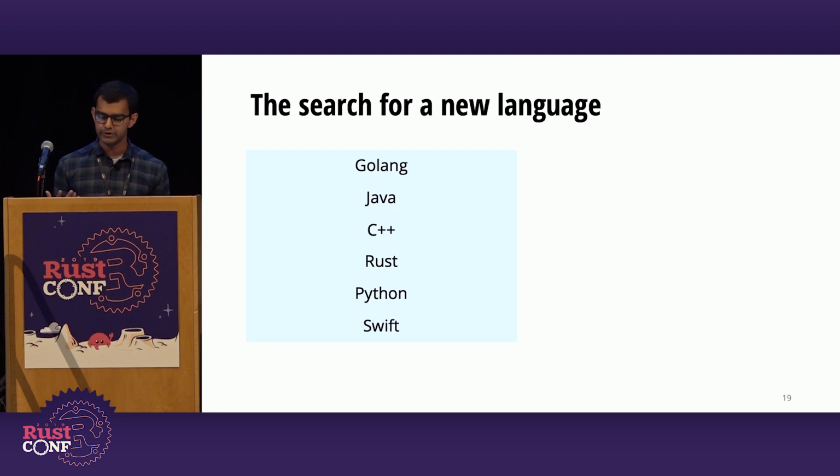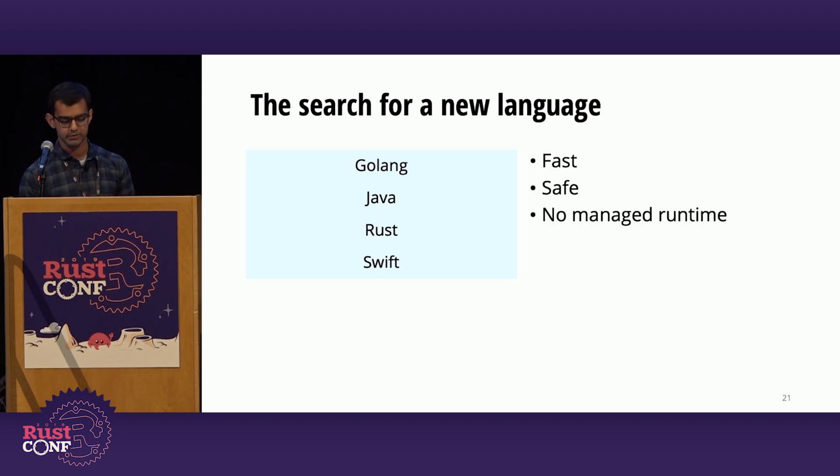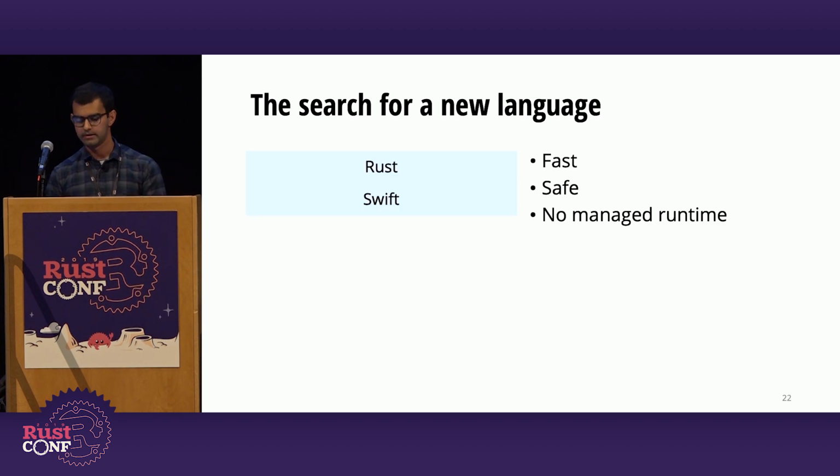So we started our search for a new language. And these are the languages that we considered off the bat. But going through our requirements, it was pretty easy to knock these off. We wanted things to be fast, so that got rid of Python. We wanted it to be safe, so we said goodbye to C++. We didn't want a managed runtime, so there went Golang and Java. And we were basically left with Swift and Rust.